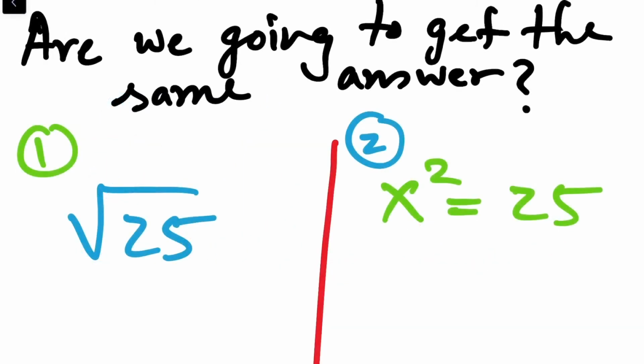Two questions. Question number 1 says, what's the value of the square root of 25? And question number 2 says, if x squared is equal to 25, what's the value of x? What do you think? Are we going to get the same answer? I'm going to give you 10 seconds to think about the problem, okay?